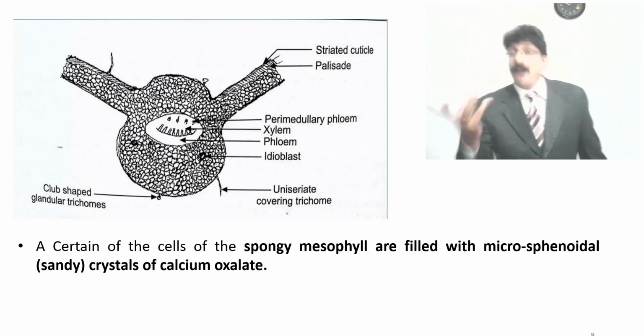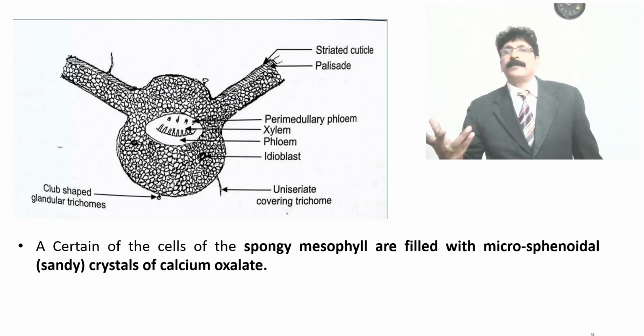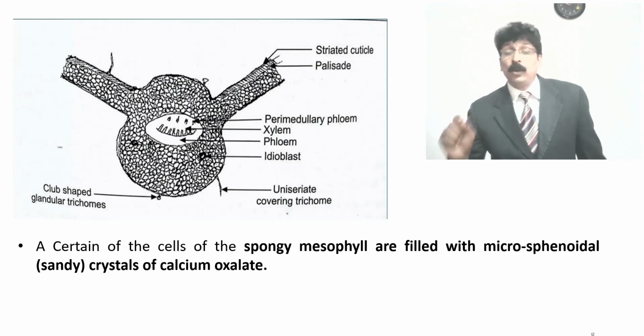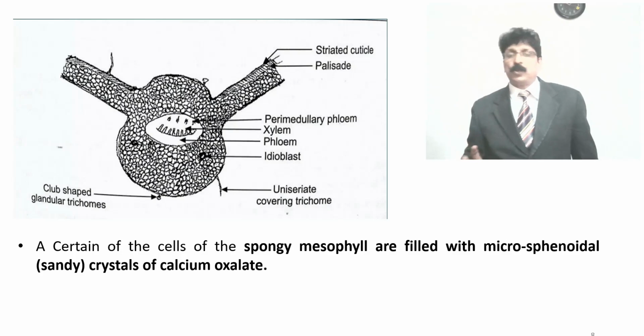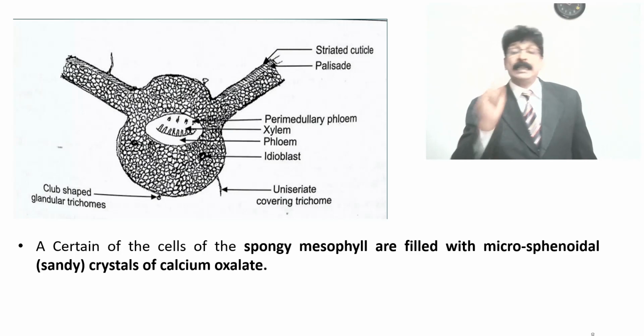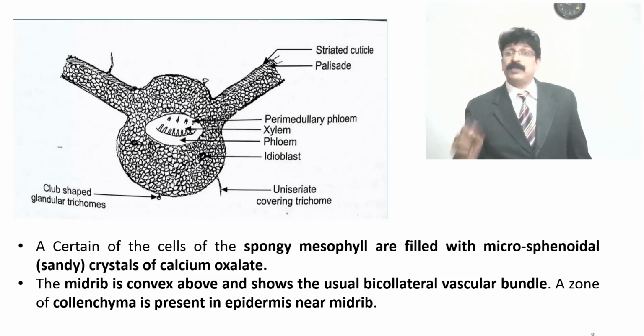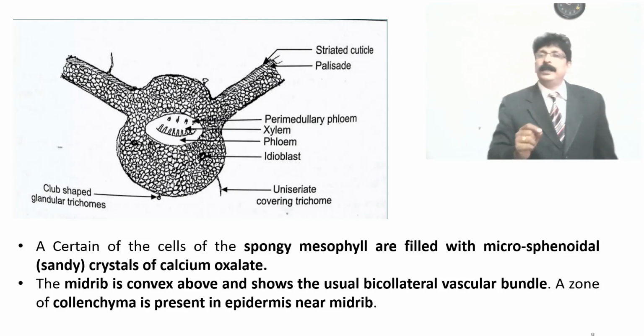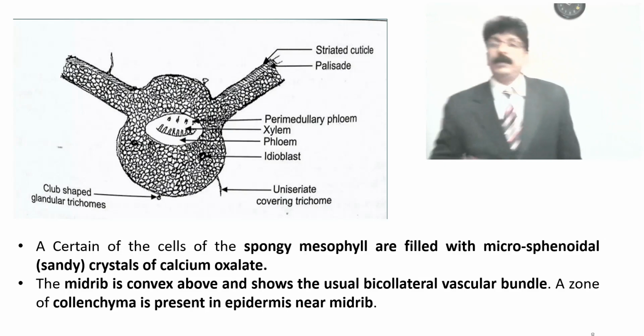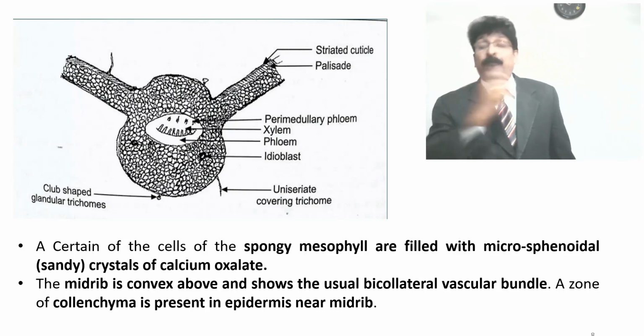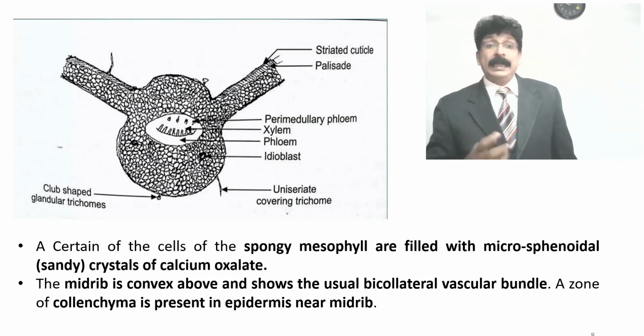Microsphenoid crystals. That means there are rhomboid crystals, needle-shaped crystals, prismatic crystals, and microsphenoid crystals also seen. Very clearly, sand-type crystals of calcium oxalate, which you can observe under 45x microscopy. When you focus, you can find the shining crystals of calcium oxalate.